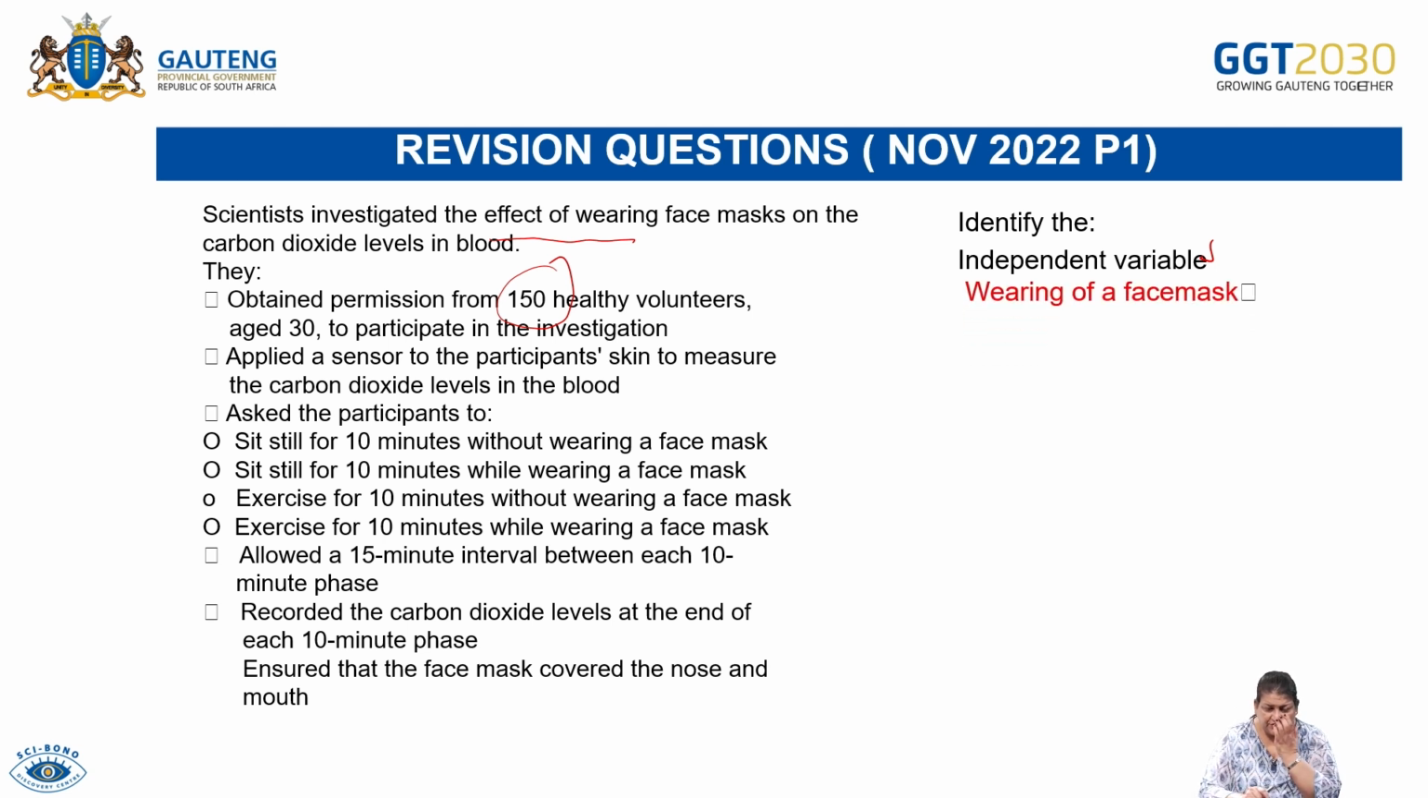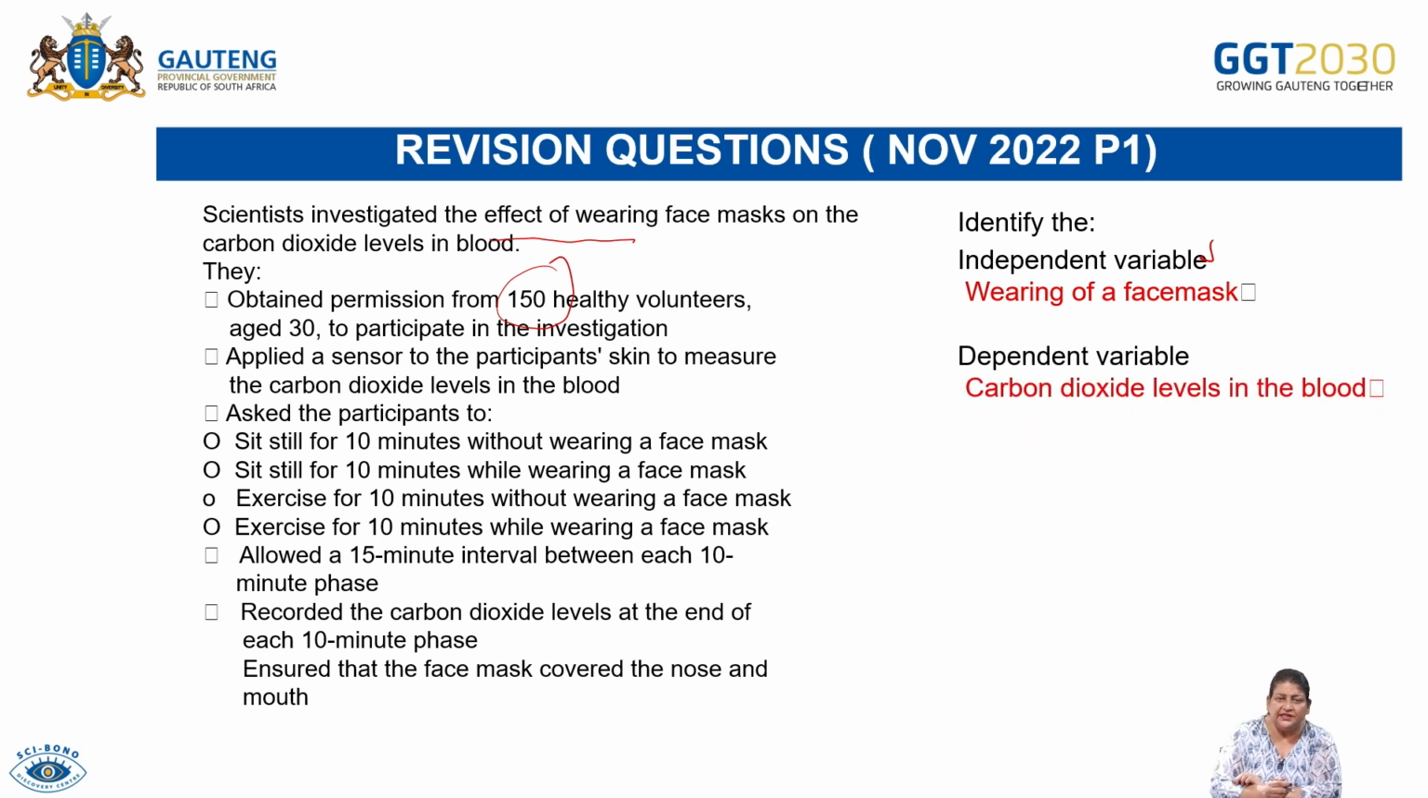So let's see, what's your independent variable? The wearing of a face mask. What's your dependent variable? Your carbon dioxide levels in the blood. Where can you get your independent and your dependent variable? You will get it from the aim. What is the aim? To investigate the effect of wearing face masks on the carbon dioxide levels in the blood. Okay, that's your aim.